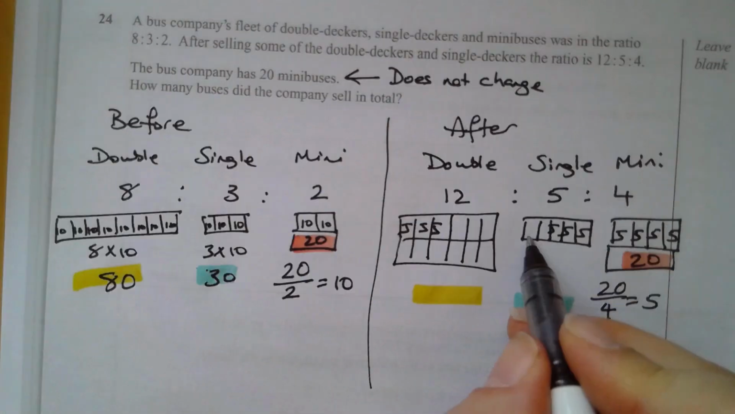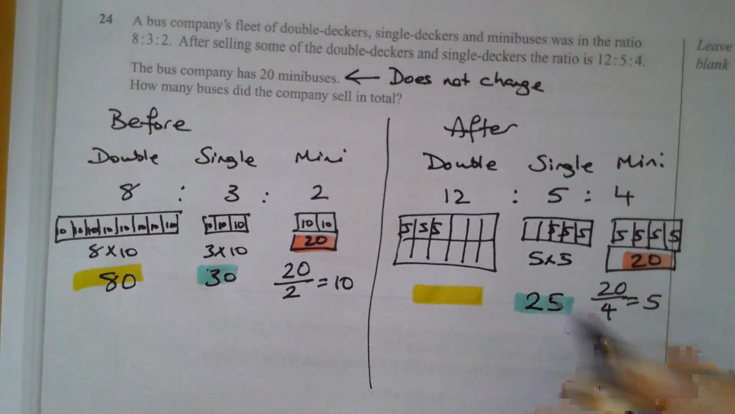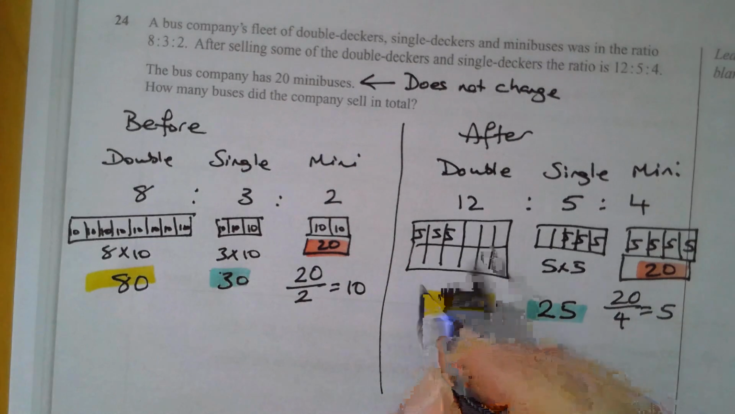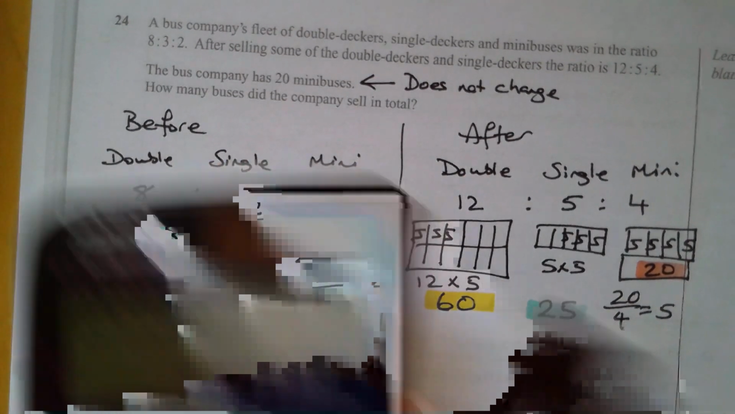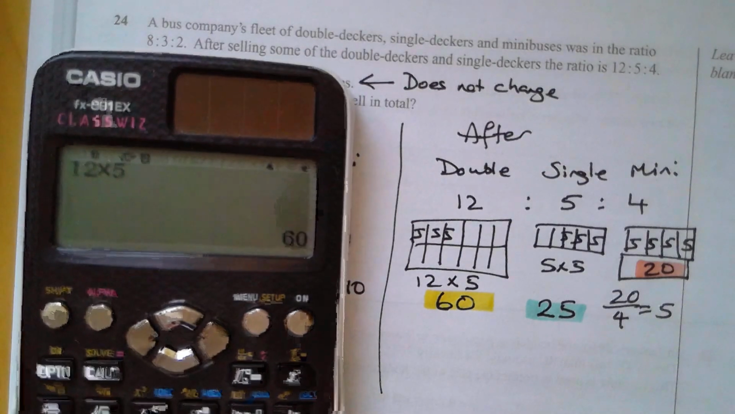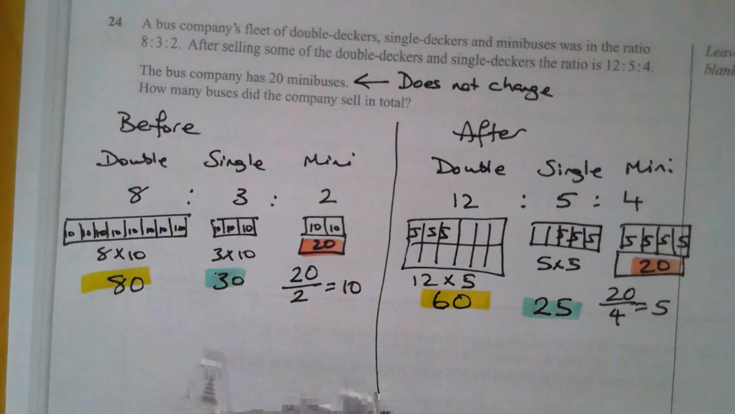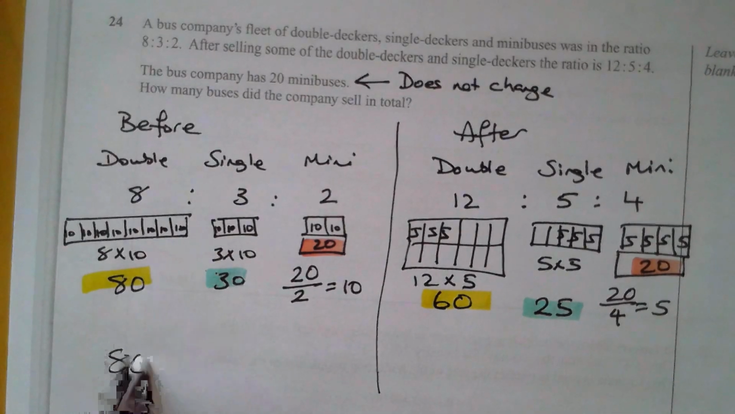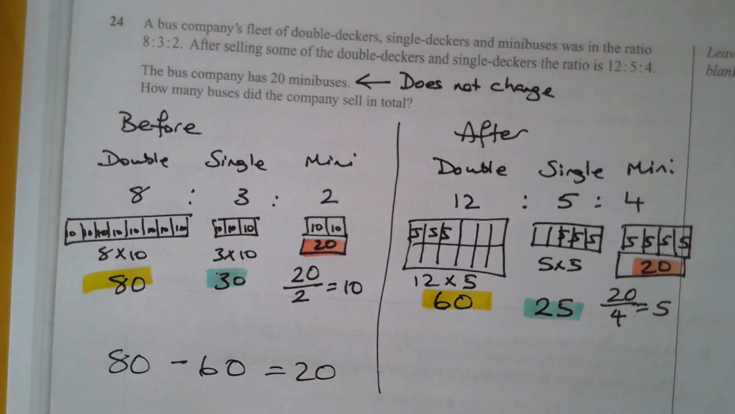So what have we got? Well, we've got 5 lots of 5, which is 25. Here we've got 12 lots of 5, which is 60. You can put any of those, both of those, into your calculator. Now, what do we have? How many buses did the company sell? Well, they started with 80 double-deckers. They've now got 60, so they sold 20.